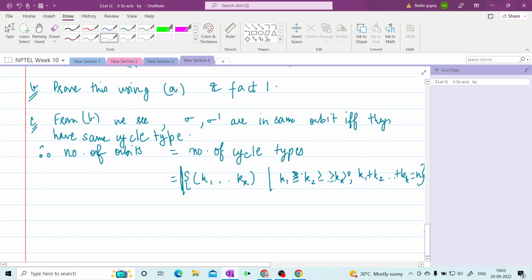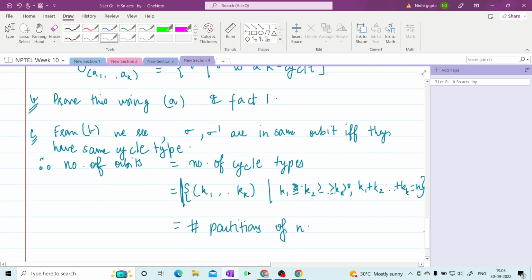So what is this? The number of partitions of n. So we are done.